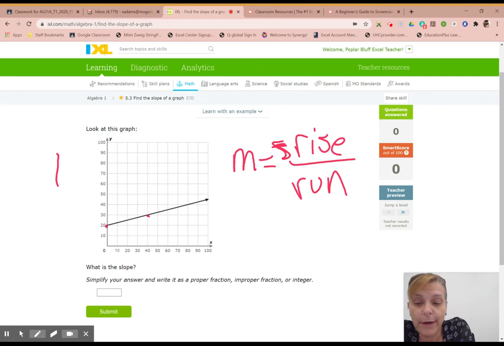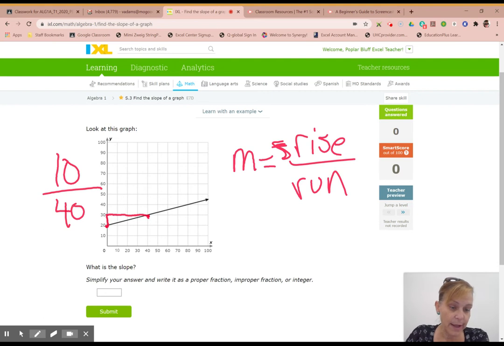So this point right here, to get to the second point over here, how much did we rise, or how much do we have to go up? Well, we have to go up from the 20 to the 30, so we've gone up 10. And then how much do we run? Run is the side-to-side movement, so we go from here at 0 all the way over to 40. So we rose 10 and we run 40.